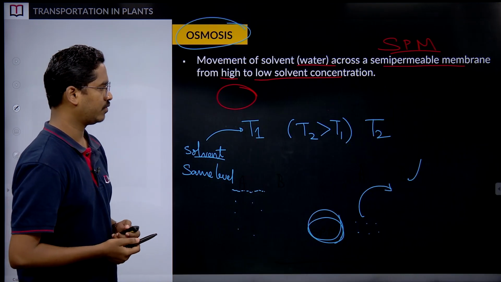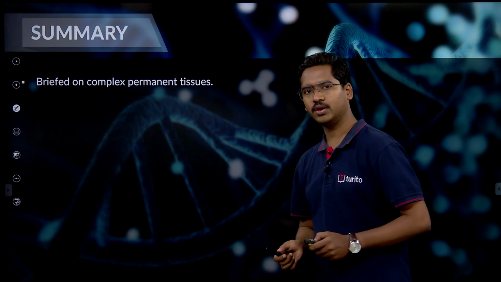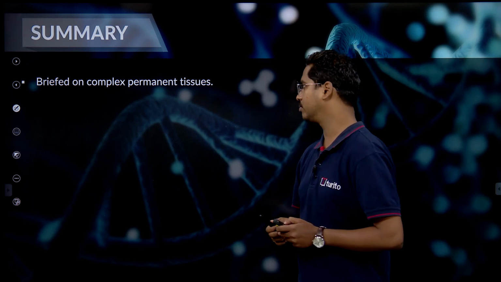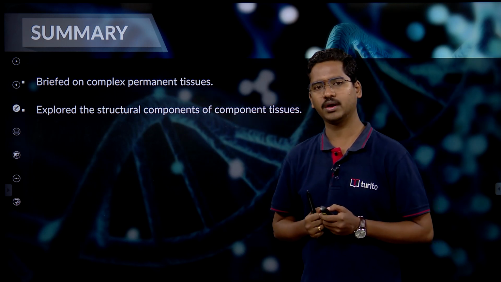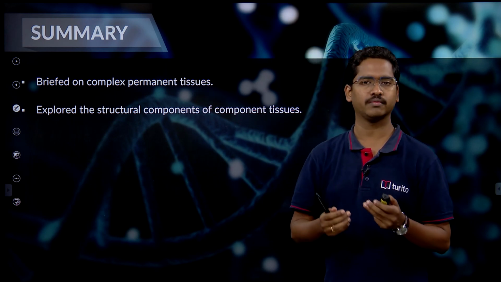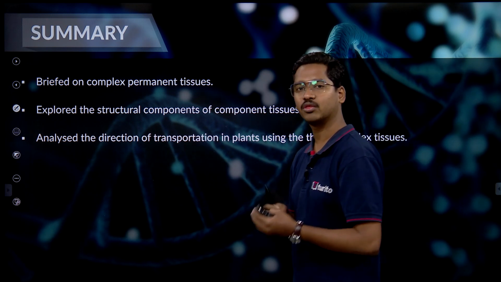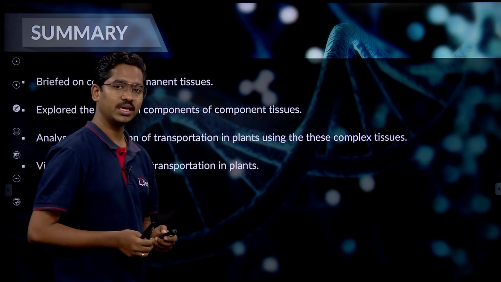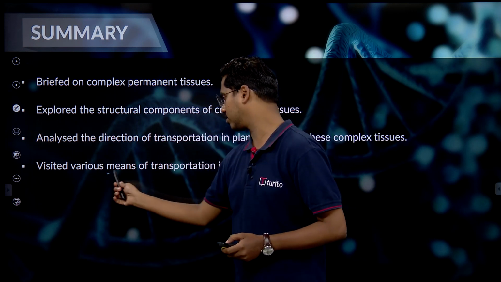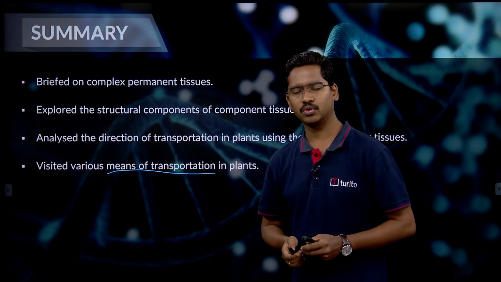So, this is the end of today's session, where finally we would be revising or summarizing the topics we have already dealt with. So, we looked at the briefing on the complex permanent tissues. We explored its specialized structural components, where we understood how many components are present and how they are functioning. Followed by, we saw the directions in which these components transport the substances in the plants. Followed by, we looked at the various means of transportation in plants, right. So, this is what we understood. So, hope you understood this session.